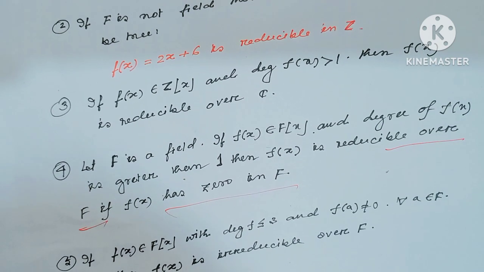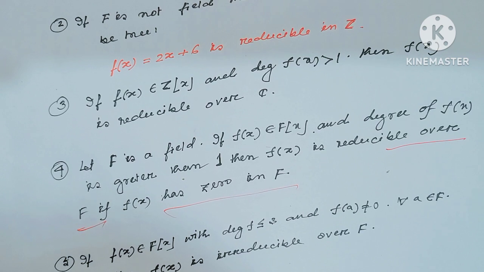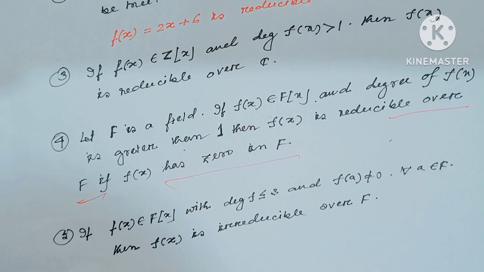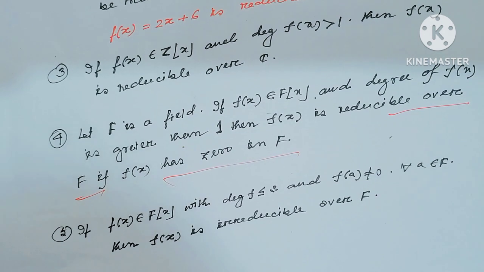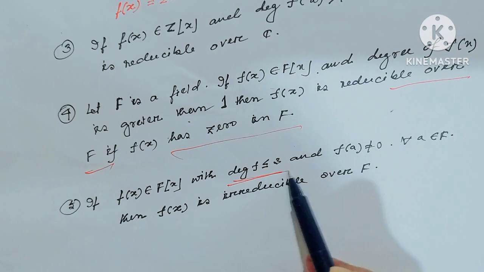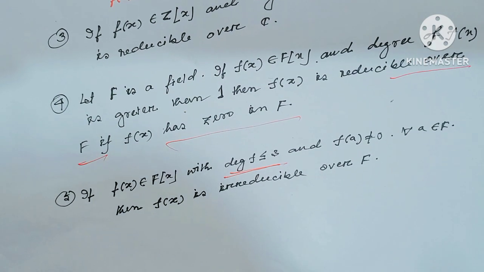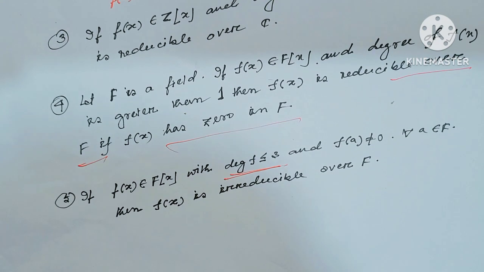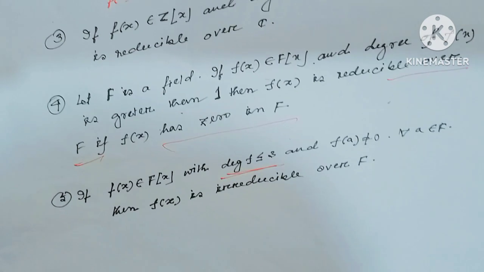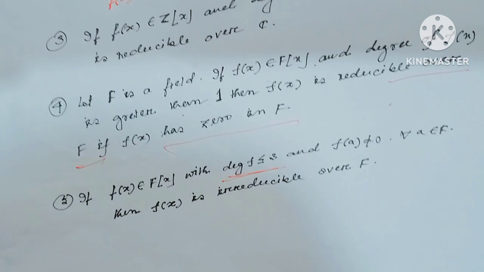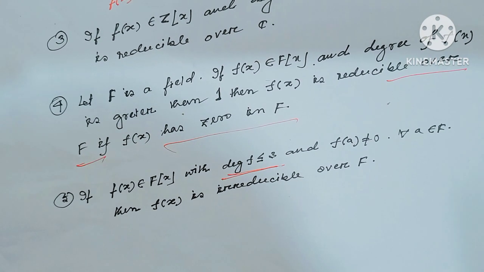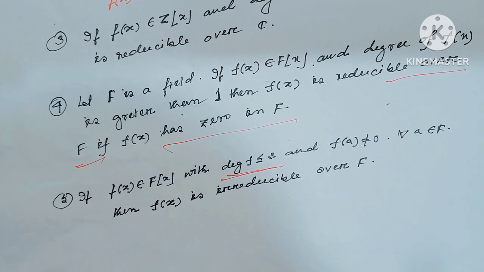But for irreducibility, if f has no root, that means f is irreducible. This is not always true. This is true only when the degree of f is less than or equal to 3. That means when f is either a second degree polynomial or a third degree polynomial, if there exists no root, then we can tell the function f(x) is irreducible over the field.